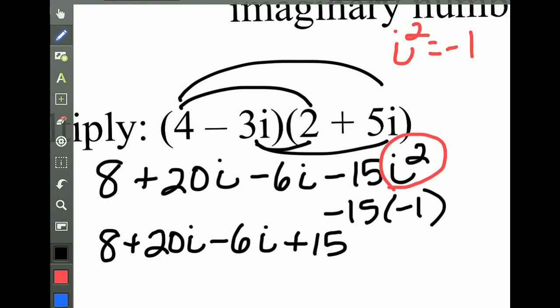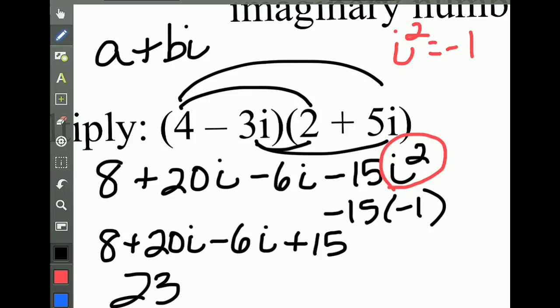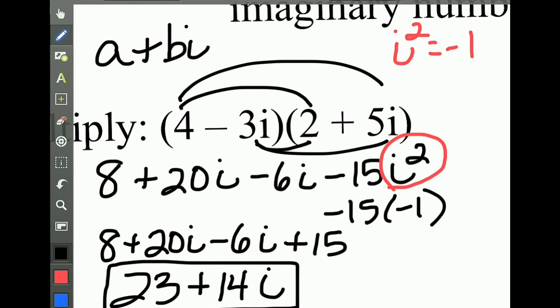Now I'm just combining like terms. And you want to have it in the form a plus bi. Okay? Your whole numbers first and then your complex numbers. So 8 plus 15 is 23. 20i minus 6i would be 14i. Okay. It's necessary to have that in that order also for our graphing purposes that we'll do next week. Okay?